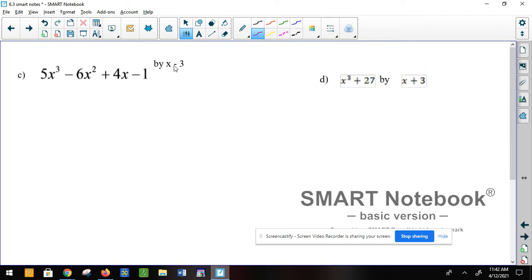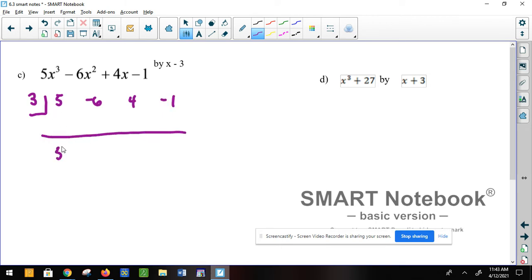Same thing here. Dividing by x -3. So remember, it's the opposite of whatever's happening there. So the number that will go in the box will be +3. Then you put the 5, the -6, the 4, and the -1.